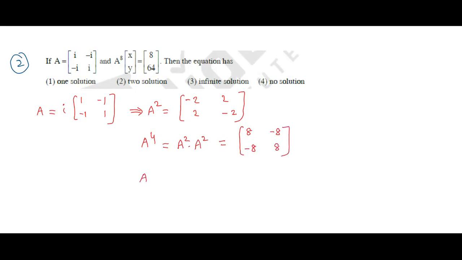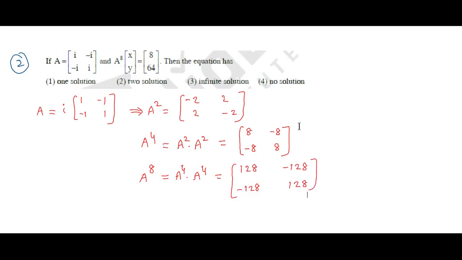Then what is A power 8? A power 8 means A power 4 into A power 4. A power 4 we already know. Multiply both the matrices. So we get the answer like this: 128, minus 128, minus 128, 128. This is A power 8.